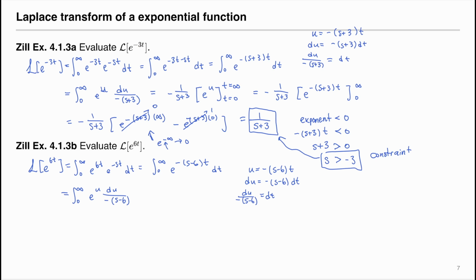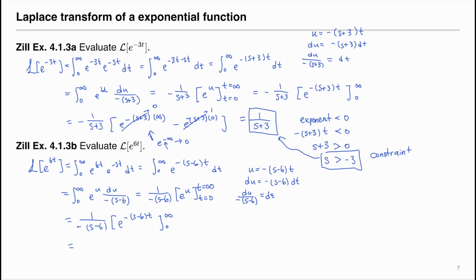Okay, and 1 over minus s minus 6 is a constant that I can take out, and then I do the integral of e to the u, which is also e to the u, for the bounds t equals 0 and t equals infinity. And I change the u back so that it is e to the negative s minus 6 t from 0 to infinity.